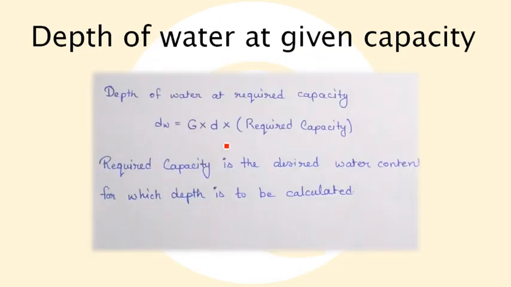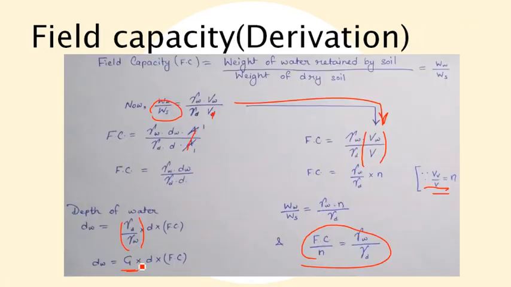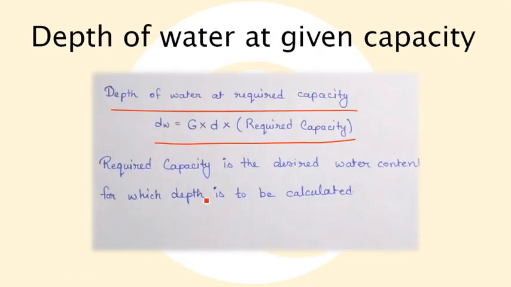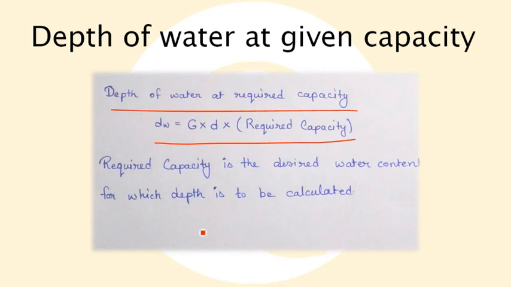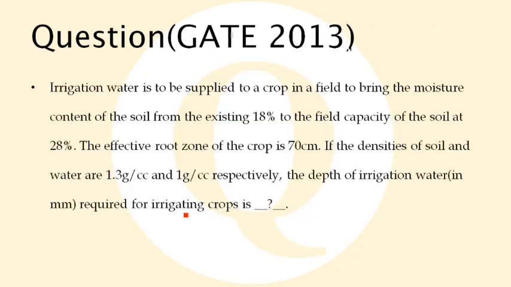Now coming to depth of water at a given capacity. The depth of water at a required capacity, dw, equals G into d into required capacity. This comes from the previous derivation. So if we have to find the depth of water at the field capacity, then we multiply by FC. And if we want to find the depth of water at a required capacity, we multiply it with the required capacity. Again, required capacity and field capacity are the water contents.